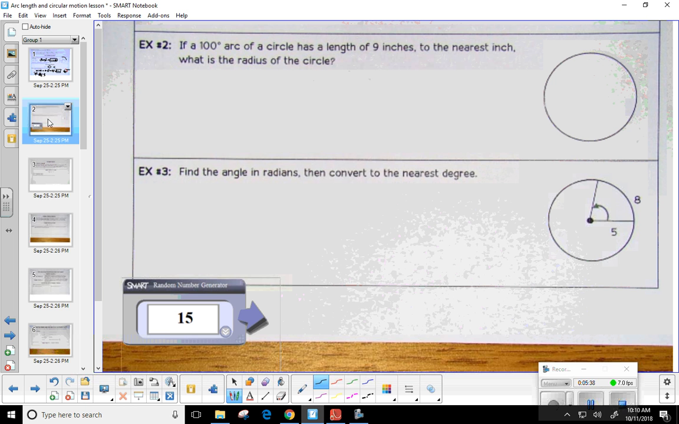Okay, so we don't know what the radius is, but we do have a 100-degree central angle, and we're already given, let me do this in a different color, this distance right here is going to be 9 inches. So this time we're just working backwards, but we're going to go ahead and use the same formula. Does anybody want to come on up and show me how to do it?